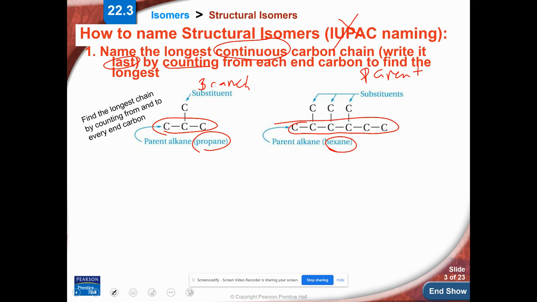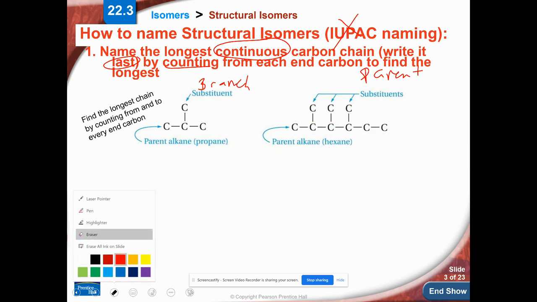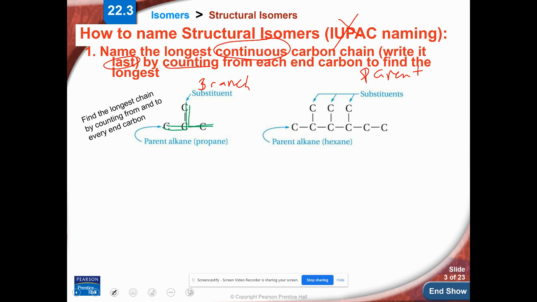So I can go, hold on, let me do my eraser. So let's do that. And let's go back to green. Okay, so 1, 2, 3, 1, 2, 3, 1, 2, 3. I counted every possible direction that I could count, and the longest chain that I could find was 3. So I'm going to circle my 3. That's where propane comes from.